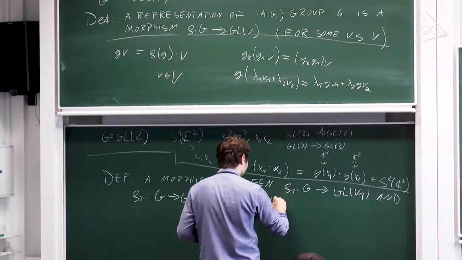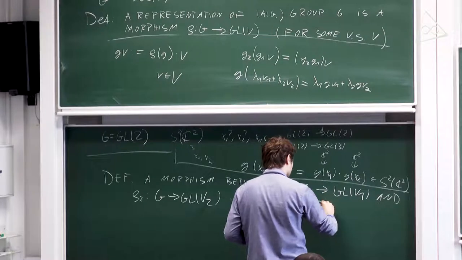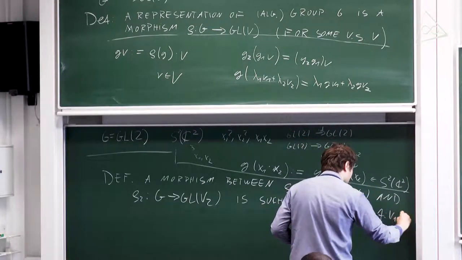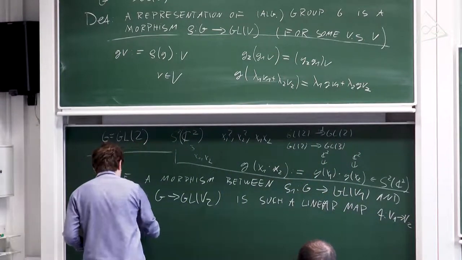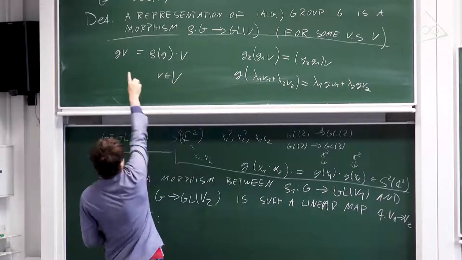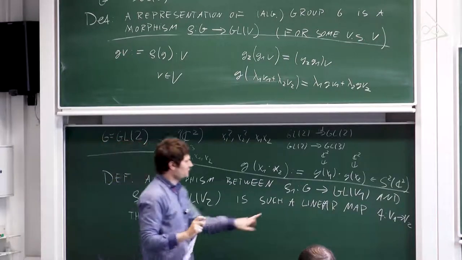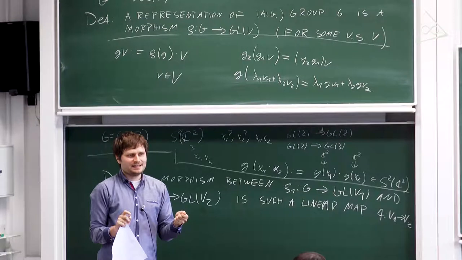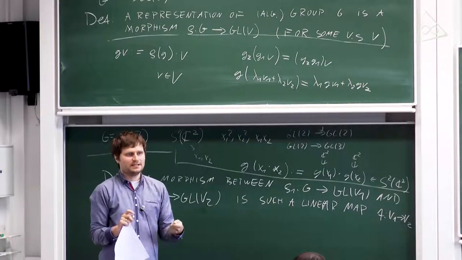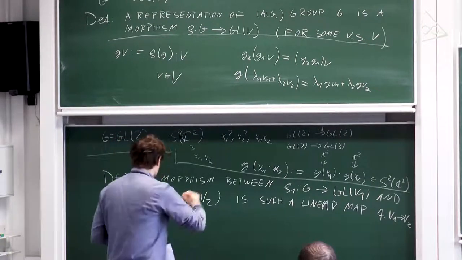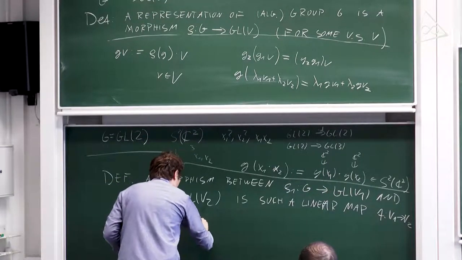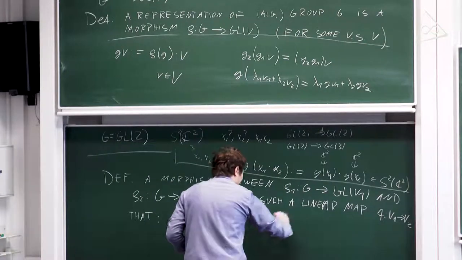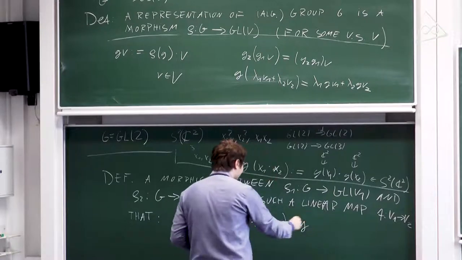It is such a linear map F from V1 to V2 that, and I will use this shortened notation. So now we have G acting on V1 and G acting on V2. And what could be the compatibility if we have a map between V1 and V2? Well, we would like to say that it doesn't matter whether we act on V1 and then take the F, or we act by F and then apply the G. So it means that for all g in G and all v1 in V1, if we act on v1, that's an element of V1, and if we take the F, this should be the same as acting on the image of v1.